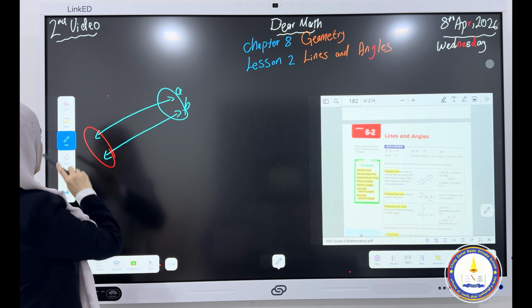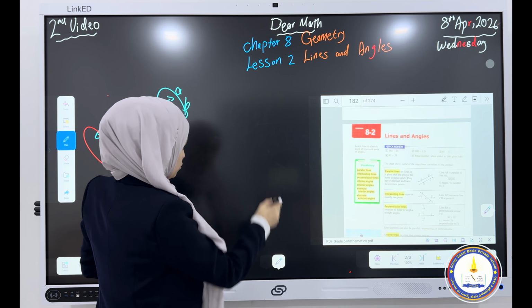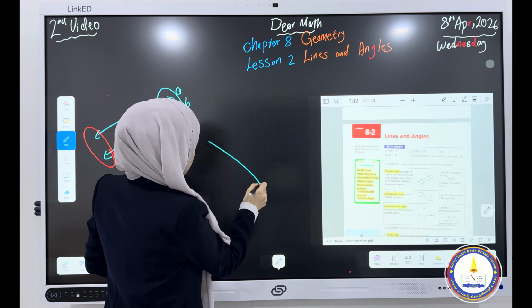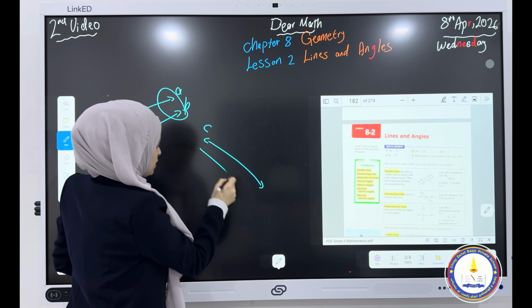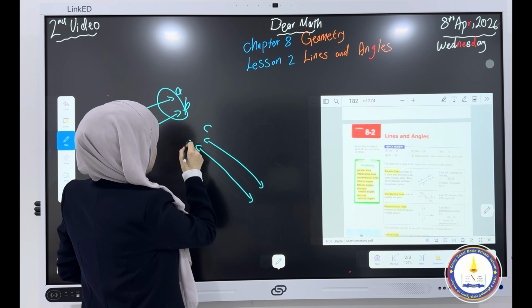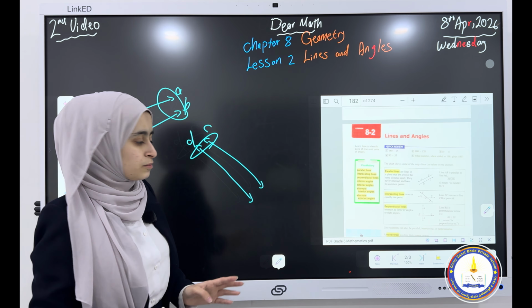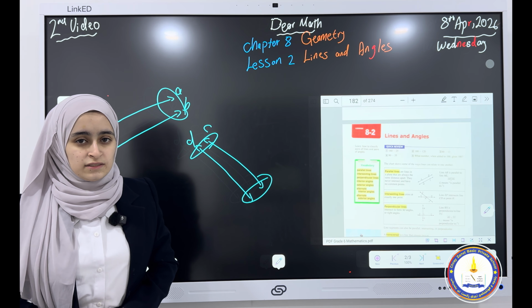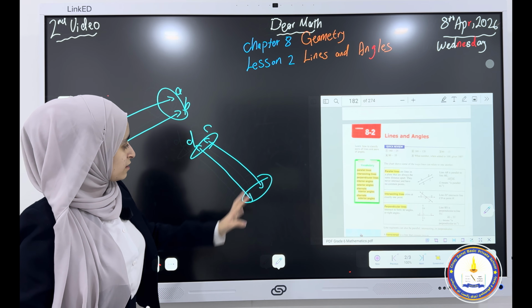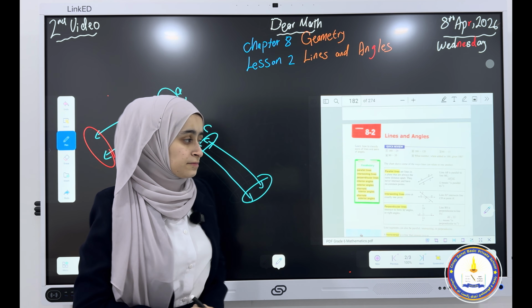So, line A and B are parallel to each other. Let's have two more examples. Line C with line D. They started at this point. It means they have the same distance apart, and then end at this point. And also they cannot meet each other. They don't have a common point between them.